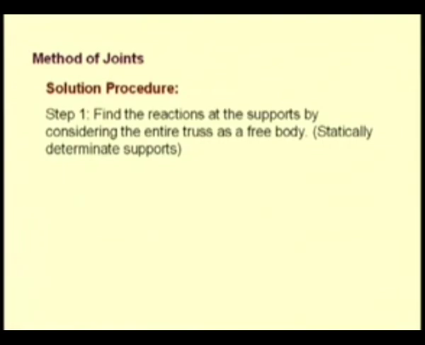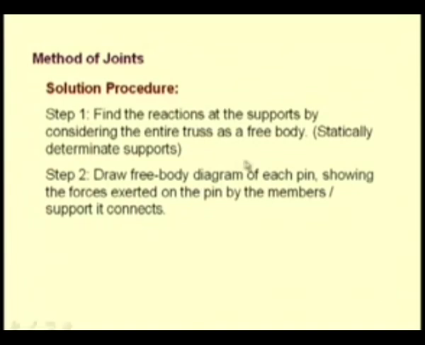Initially, we determine the external reactions at the supports by considering the free body diagram of the complete truss. Obviously, we assume that the structure is externally statically determinate. That means, it is possible to find all the external reactions. Next, we consider the free body diagram of each of the joints or pins, and we show the external forces as well as the forces exerted by the supports and the forces exerted by various members connected at the joints in the free body diagram.